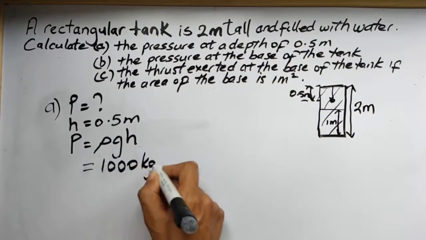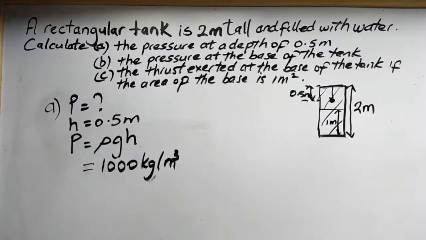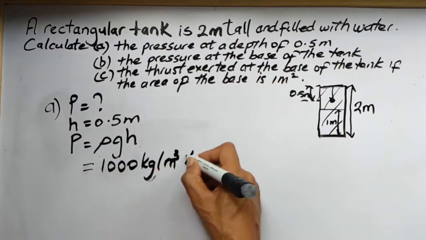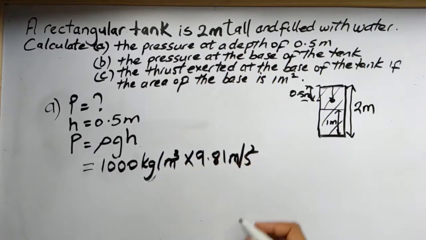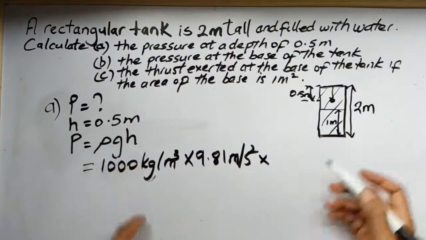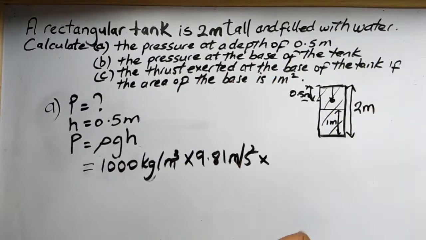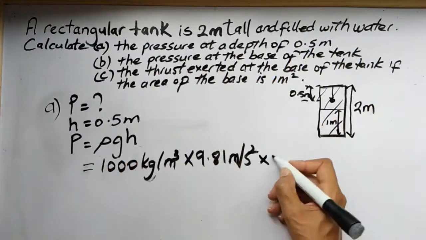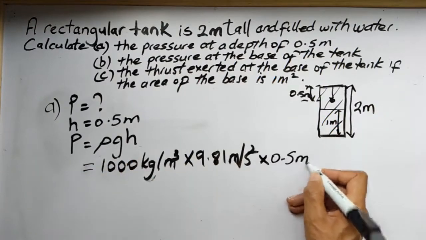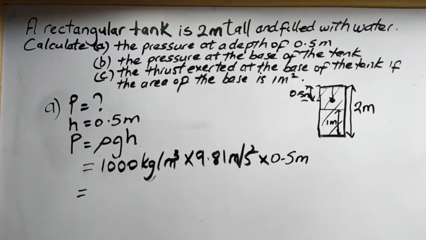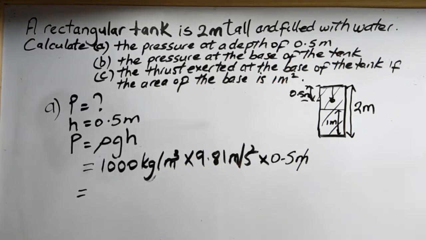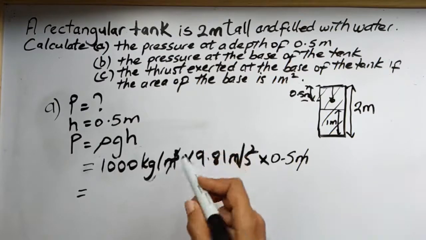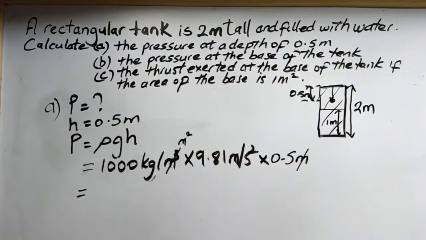1000 kilograms per meter cube. We could substitute the value for gravity, acceleration due to gravity 9.81 meters per second squared, and finally the height, which is the same as the depth of the point from the liquid surface, is 0.5 meters. So we'll always work our units first to ensure that we can get units of pressure. In this case, we could cancel m here with m cubed, and we'll be left with m raised to the power 2.